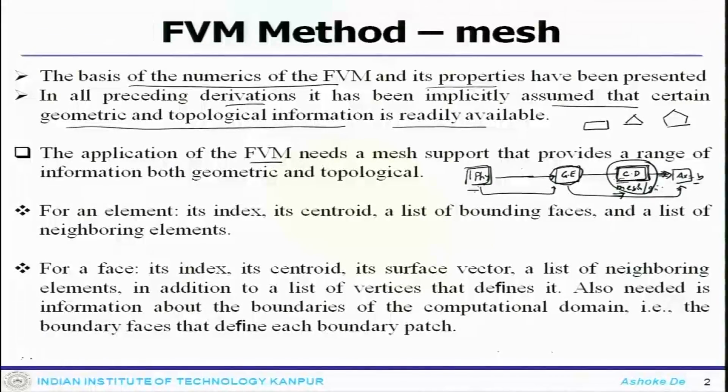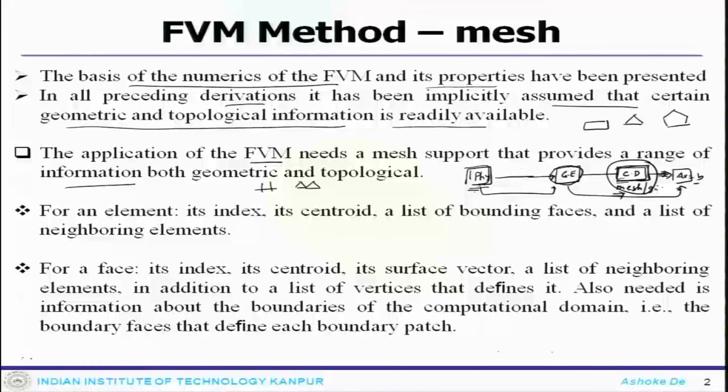That means where your physical problem is transformed to the computational domain, it carries all the boundary conditions and all the physical information. So, everything should be embedded inside that computational domain. Now, when you talk about that, you are essentially talking about the mesh. So, any numerical scheme like finite volume needs support from the mesh, what is called the mesh support. And once you talk about the mesh, it could be structured, it could be unstructured.